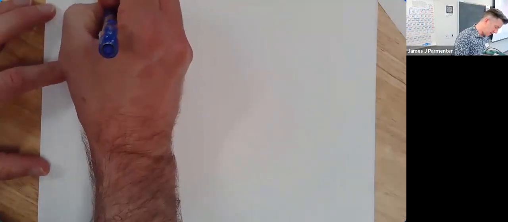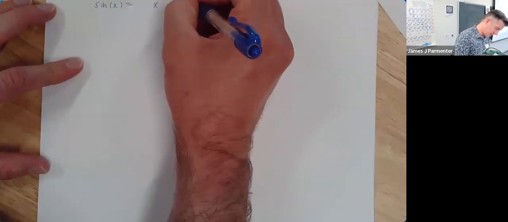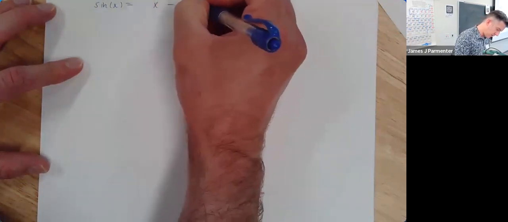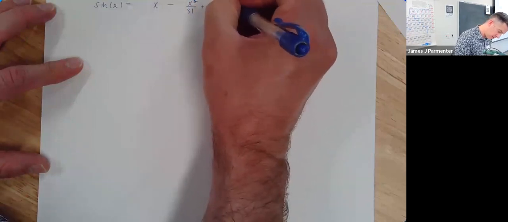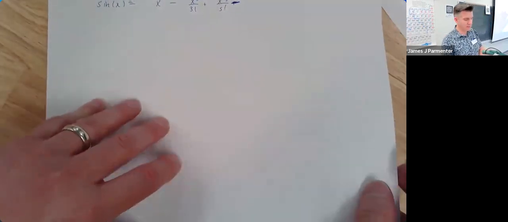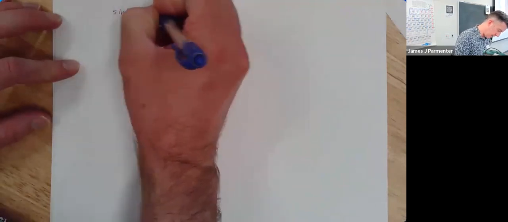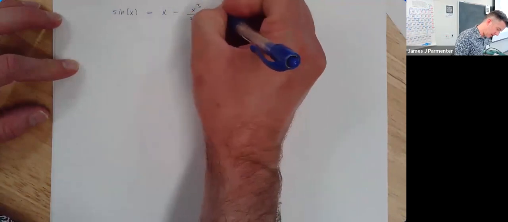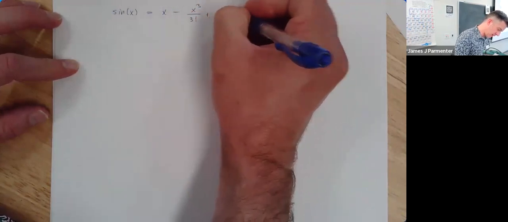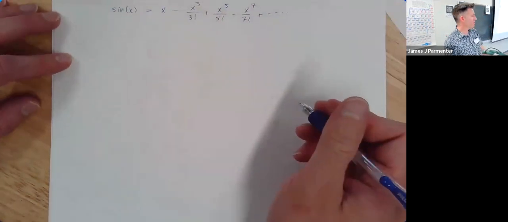We know that sine of x is equal to x minus x cubed over 3 factorial plus x to the 5th. I know I've written this like 7 times. Just start off with a new piece of paper. Fine. Let's try one more time. Sine of x is x minus x cubed over 3 factorial plus x to the 5th over 5 factorial minus x to the 7th over 7 factorial. And the pattern continues. What's the derivative of sine?